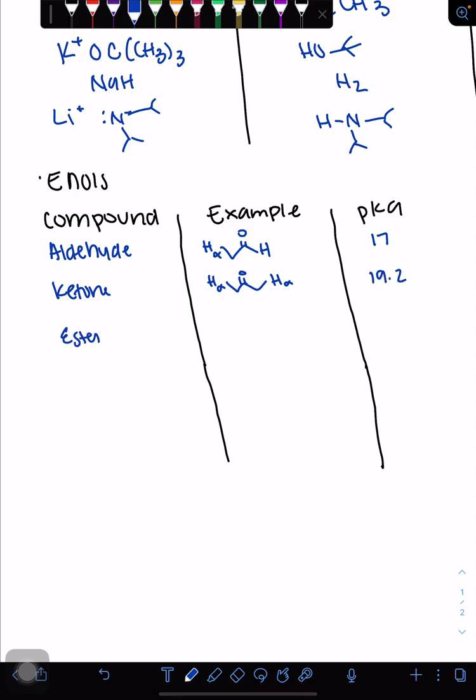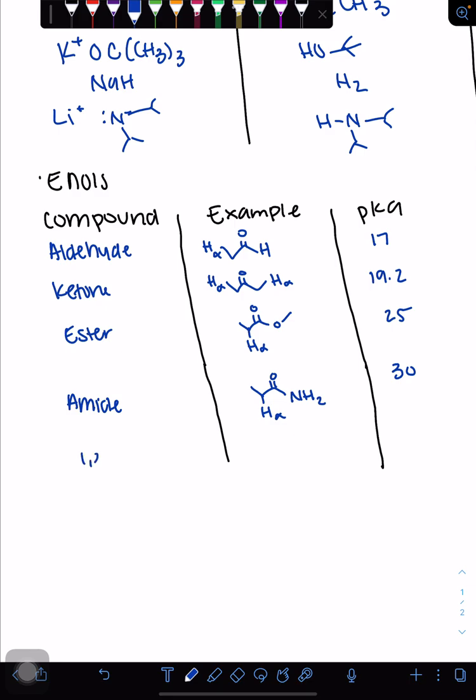If we look at an ester, an example of that would be that this hydrogen would be the alpha with a pKa of 25. What about an amide? NH2. We have the oxygen there, and then this hydrogen would be the alpha. And the pKa would be 30. And we could just keep going.